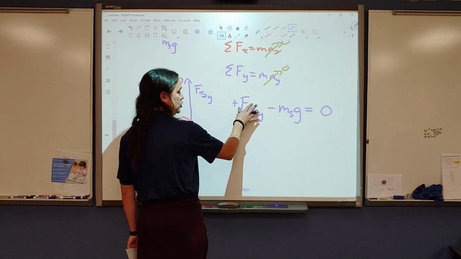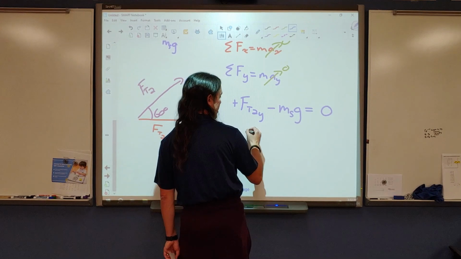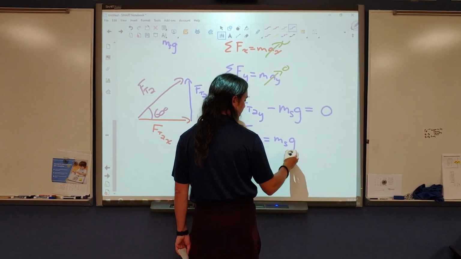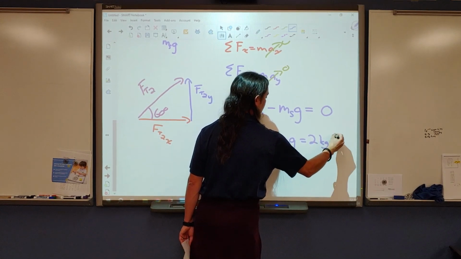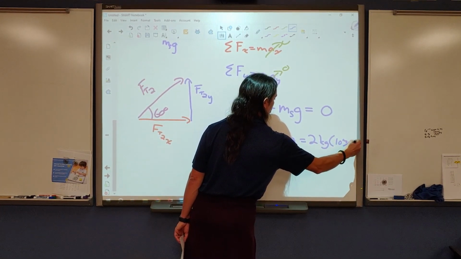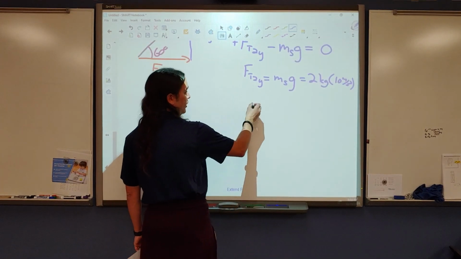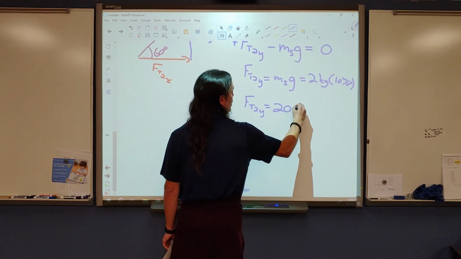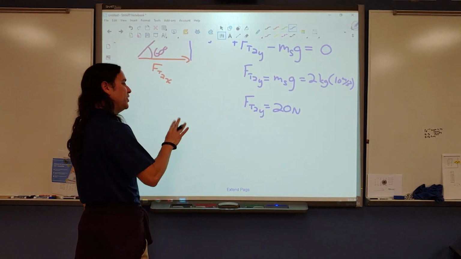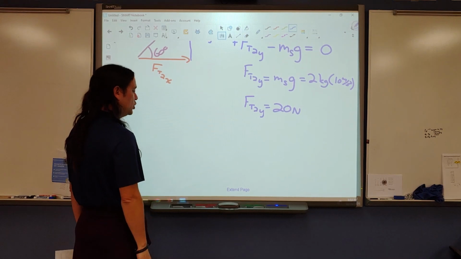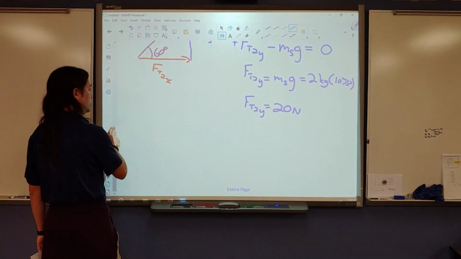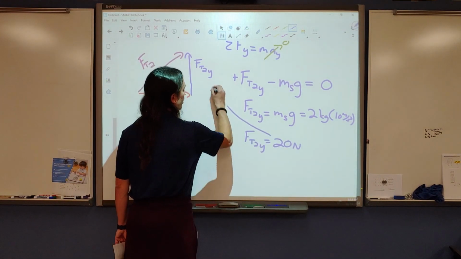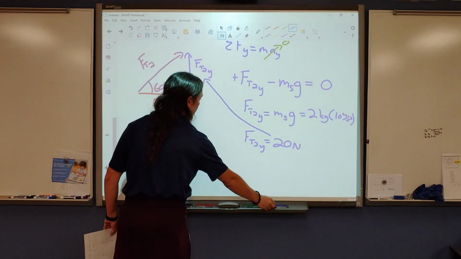And we see that here, FT2y, this part of it, is balancing out gravity. So we would have FT2y is equal to mg, but that is equal to 2 kilograms times 10 meters per second squared. Once again, we're going to use the AP simplification, and we get FT2y is therefore equal to 20 newtons. But that's not actually FT2. I wanted FT2, not just FT2y.